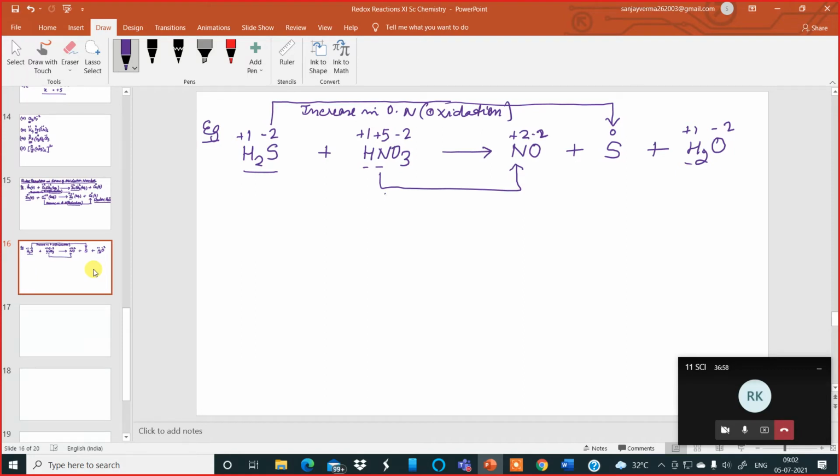So I'll write down over here: decrease in oxidation number. Decrease in oxidation number is reduction. So reduction is possible how? By the gain of electrons. Plus 5 becomes plus 2 by gaining 3 electrons. Minus 2 becomes 0 by losing 2 electrons. Are you getting it? So gain of electron is reduction and loss of electron is oxidation.